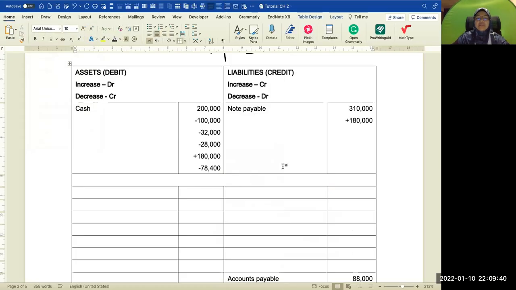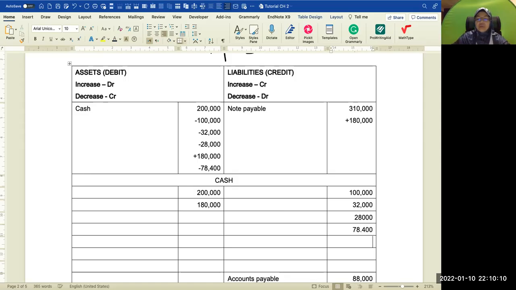Right. So let me just show it here. You mean that this is my T account? I will have my first 200,000 here, and then 100,000 here, and then minus 32,000 here, minus 28,000 on the credit side again, and then plus 180,000. Do you do it like this? Yes. Right, and then 78,400.